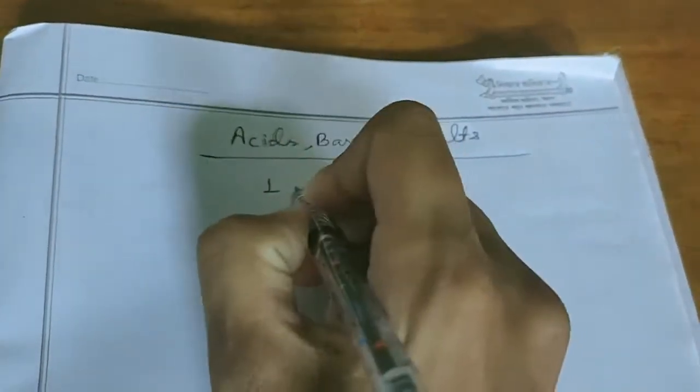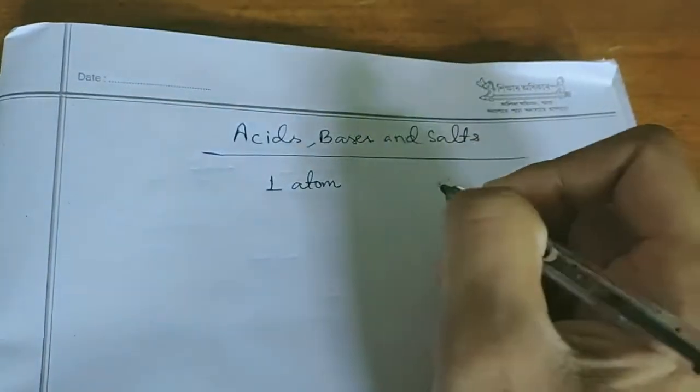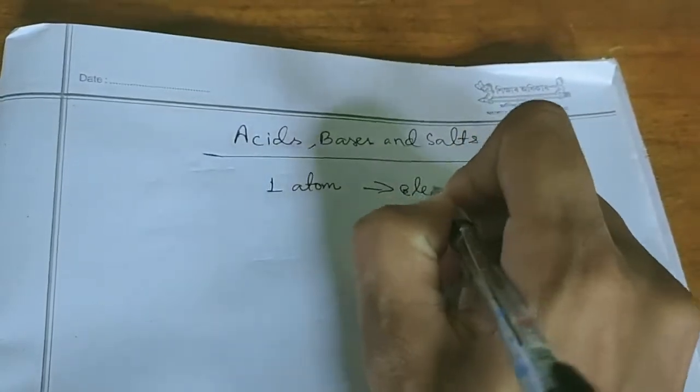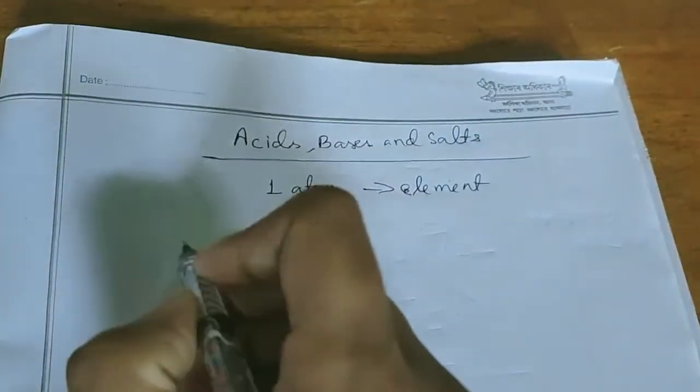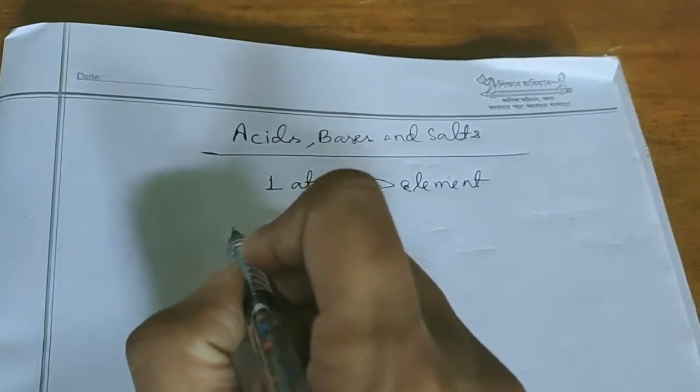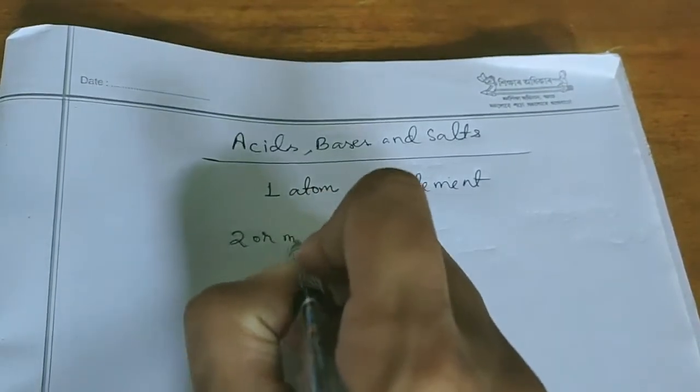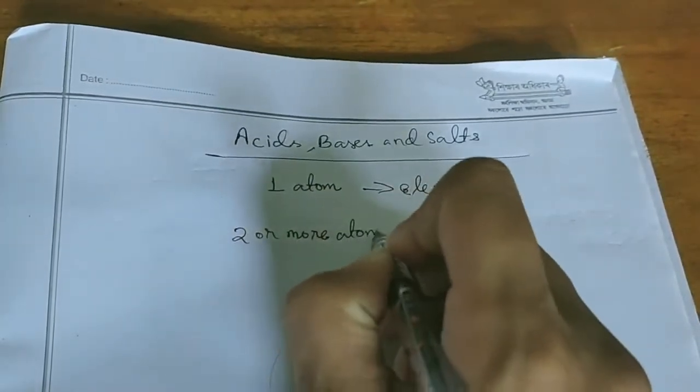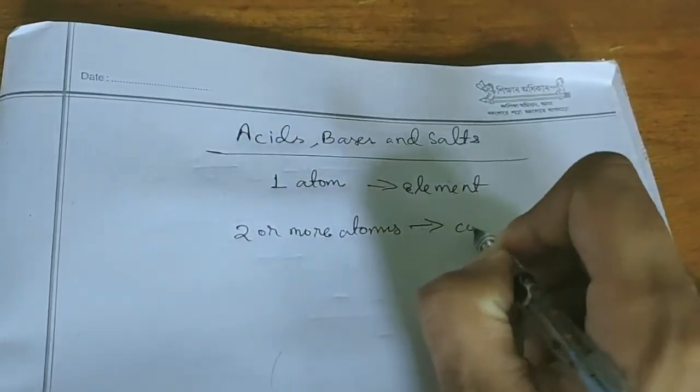Hello students, in today's video we are going to discuss your chapter 5, acids, bases and salts. So in your previous year classes you have learned that if a substance is made up of only one atom, then we can call it an element, and if a substance is made up of more than one atom, then we call it a compound.